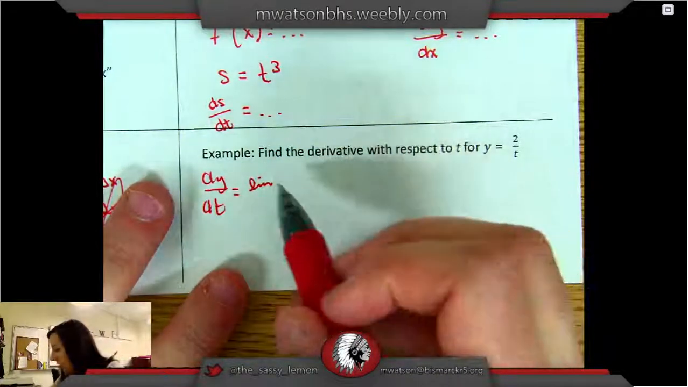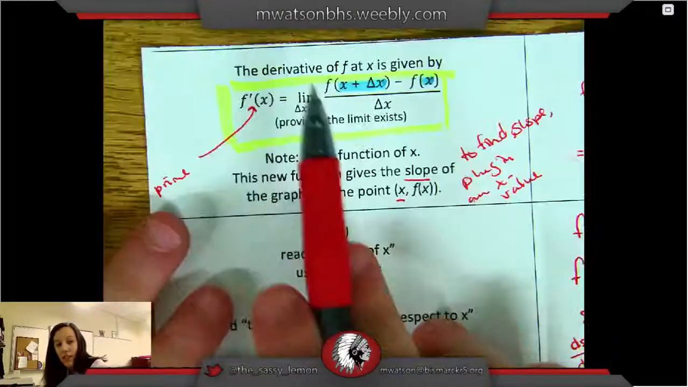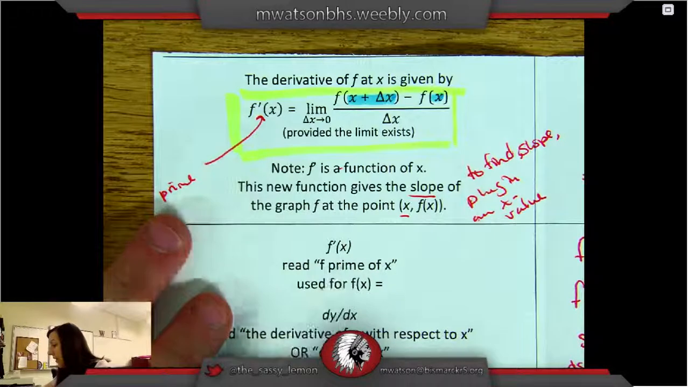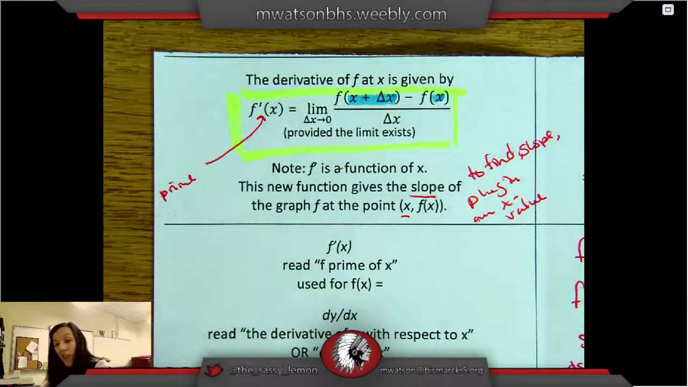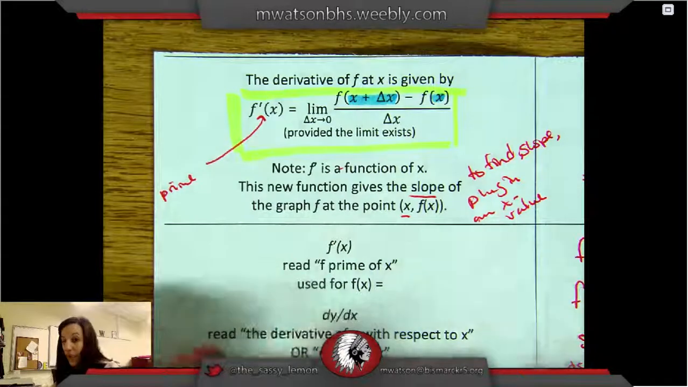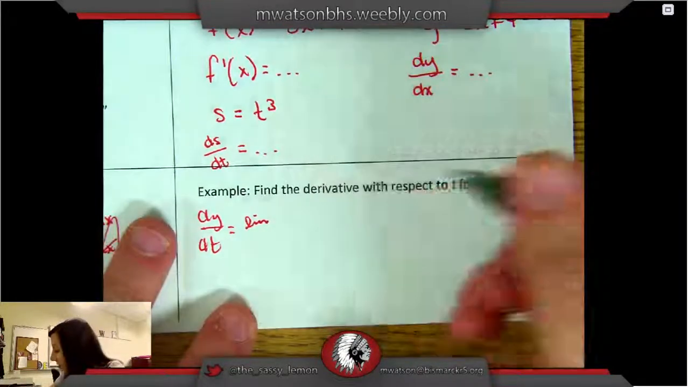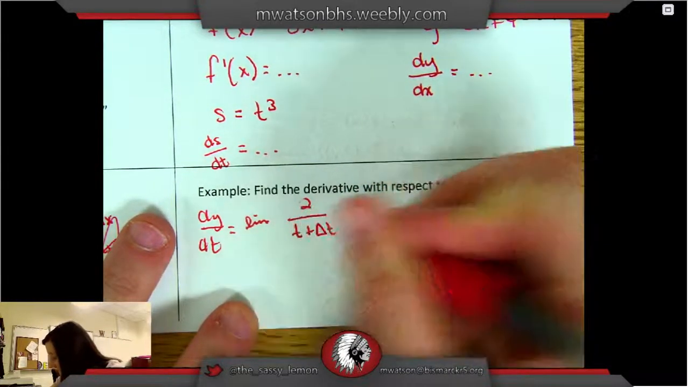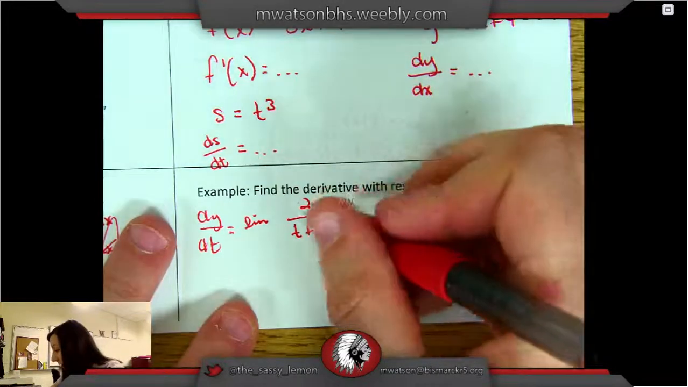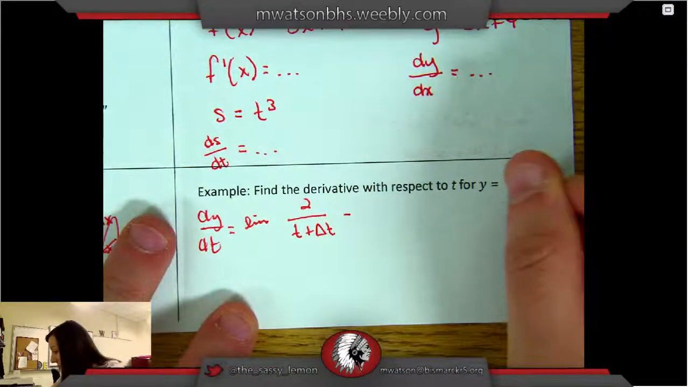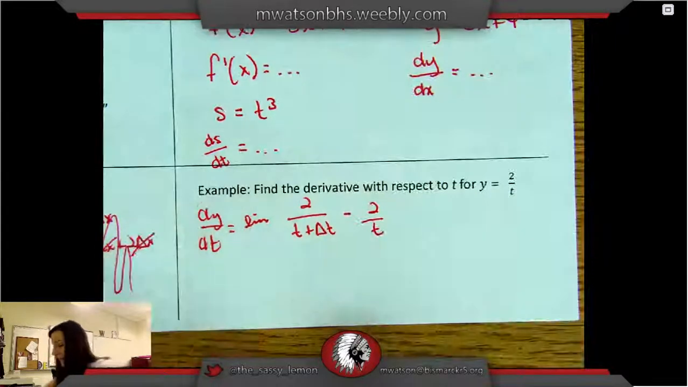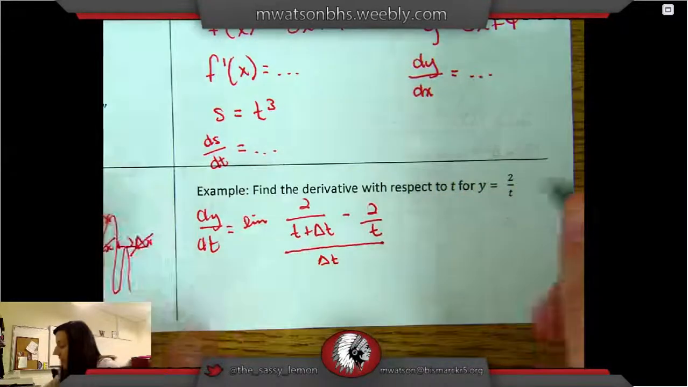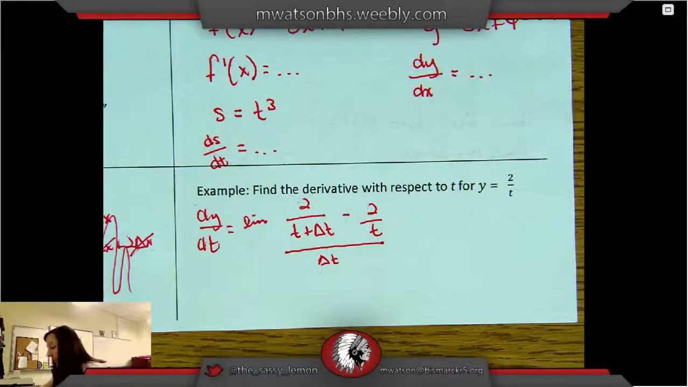of, and then we need to do this f of x plus delta x right here. So we're going to plug that in for our t. Remember, it's going to be a little weird, but our variable is actually t here. So we're going to write 2 over t plus delta t. And then it says subtract f of x. So we're going to subtract our function right there. And then it's all going to be over delta t. So what we have on our hands is a complex fraction.